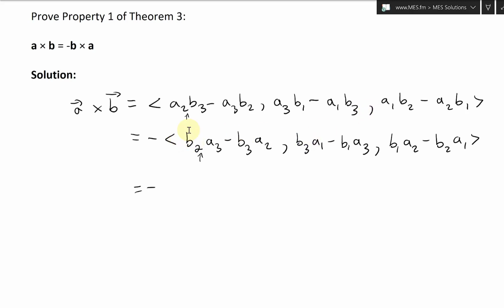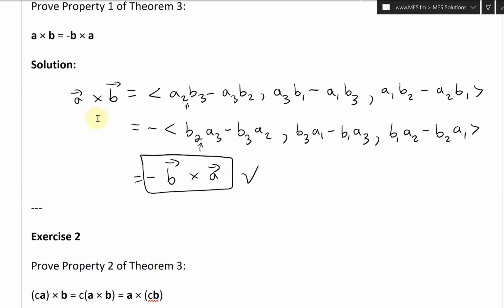We just switch these around. This is exactly the same thing here. Instead of A, we have a B, and instead of a B, we have an A. It's exactly the same thing. So in other words, this is just B cross A. So yeah, this is exactly it. It just equals negative of that. Check mark, we got it right.